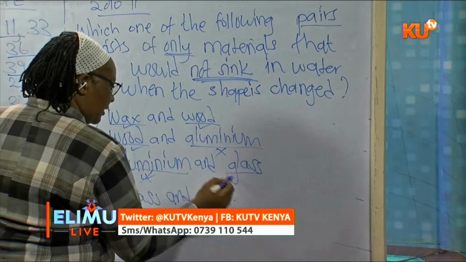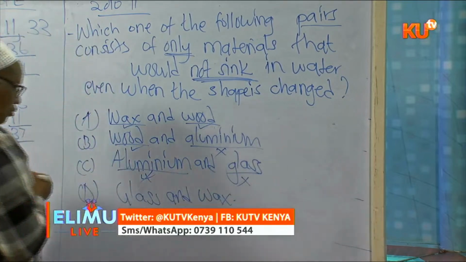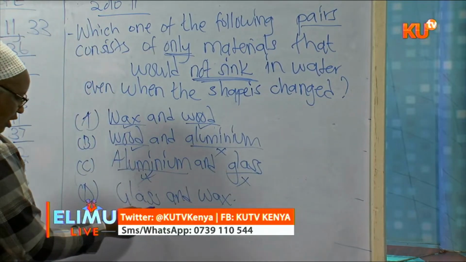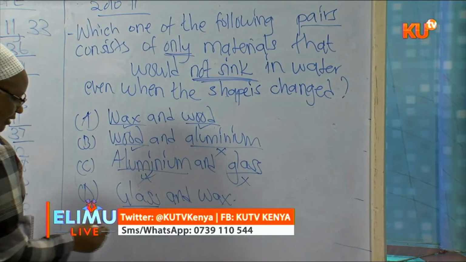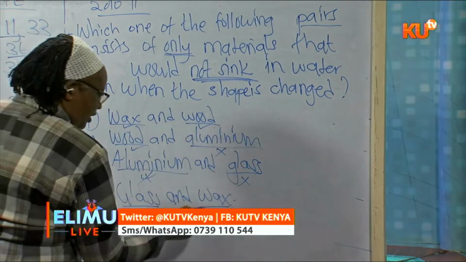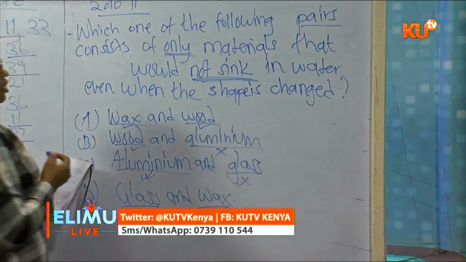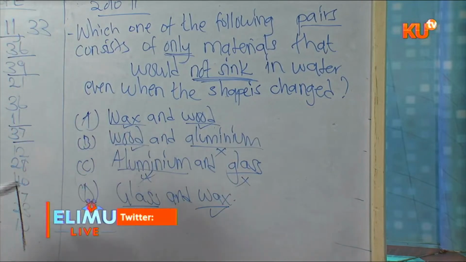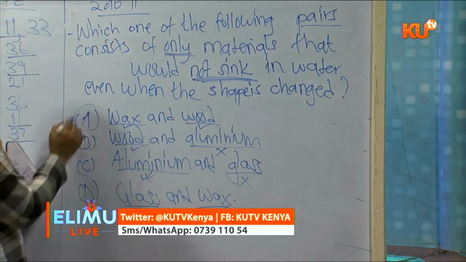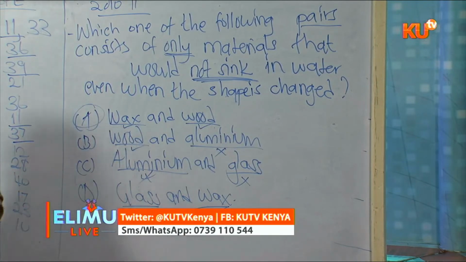So we look at glass. Glass is a sinker too. Then we move to D. Glass is a sinker, and we have wax, which is a floater. So the only choice that has both materials being floaters is A, and that is our correct answer.